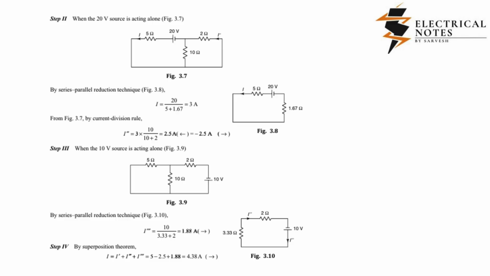Step 3: when the 10V source is acting alone, figure 3.9. By series parallel reduction technique, figure 3.10. Equals I10. 3.33 2 plus 1.88A. Step 4: by superposition theorem, I plus equals 5 2 minus 5 1 plus 88 4. 5 1 plus. A 38.